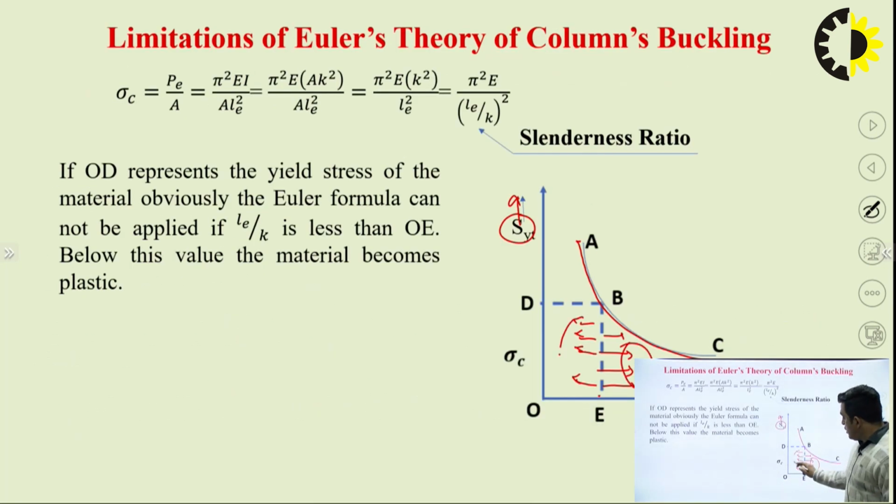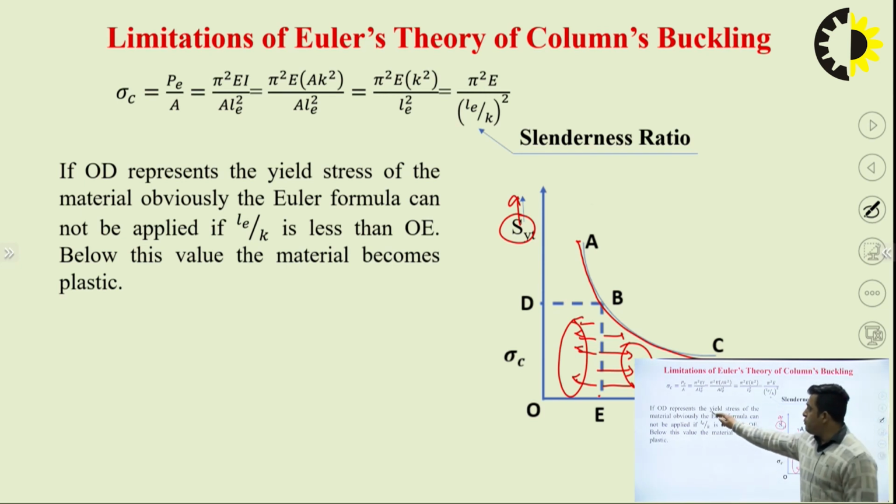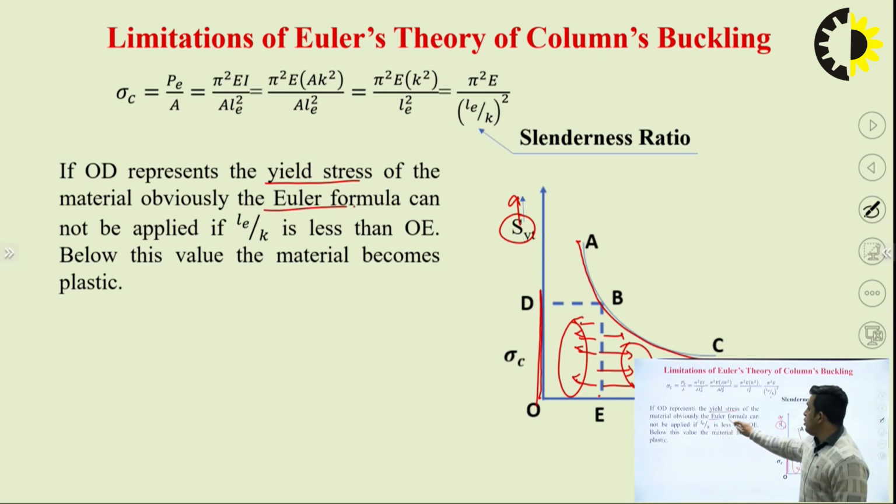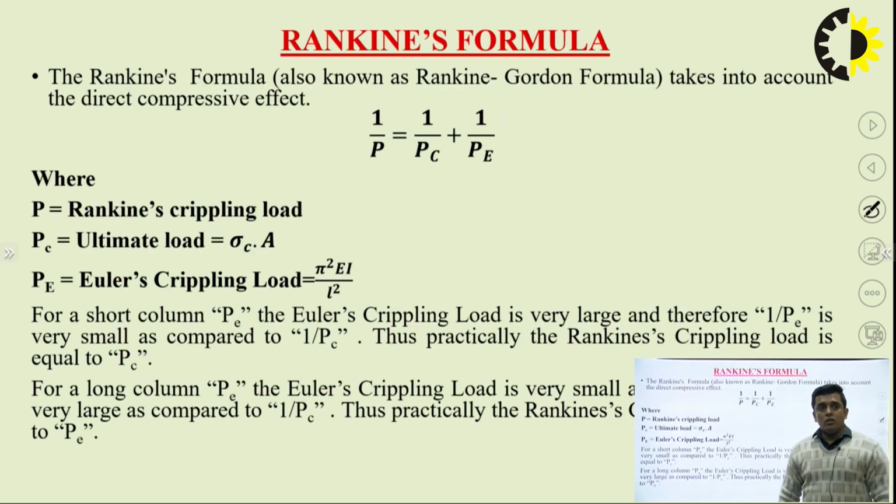So what is for this region? If the value is falling in this region, then you can't say that the component will fail only due to buckling. It can fail also due to crushing. See what I have written, if OD represents the yield stress, what is OD? This yield stress. Obviously the Euler formula cannot be applied if L_E by K is less than OE. Means if you are in this region, then you can't apply Euler's theory. What theory can you apply then? The theory that you can apply is known as the Rankine-Gordon theory.